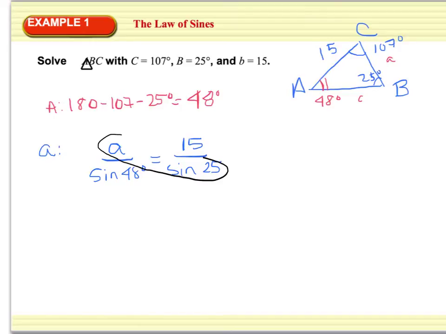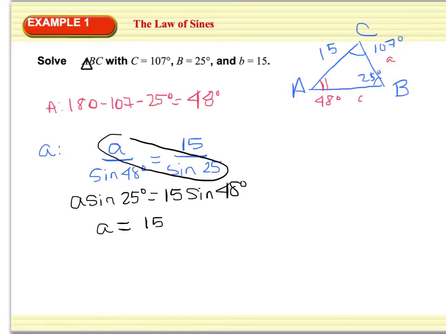So if I cross multiply these, I see that we have a times the sine of 25 degrees is equal to 15 times the sine of 48 degrees. And to get a by itself, I'm going to divide everything by the sine of 25 degrees. So we have a equals 15 times the sine of 48 degrees divided by the sine of 25 degrees.